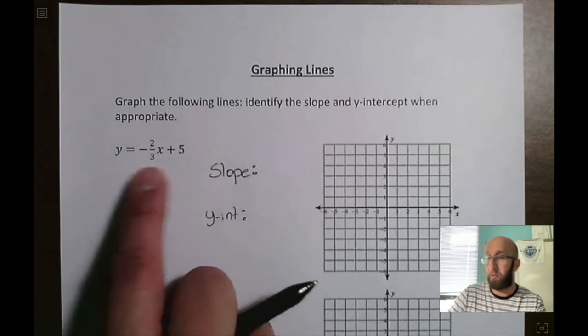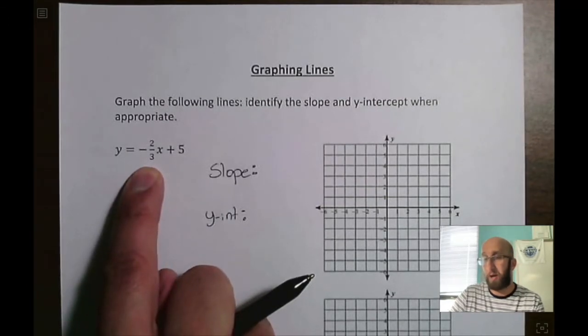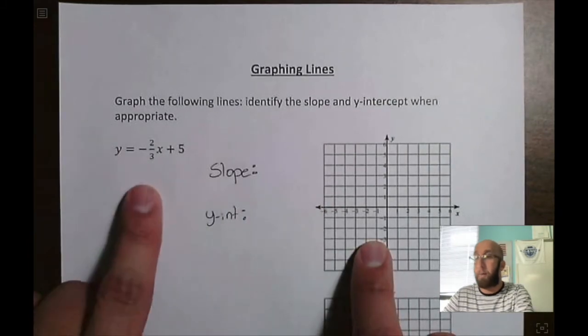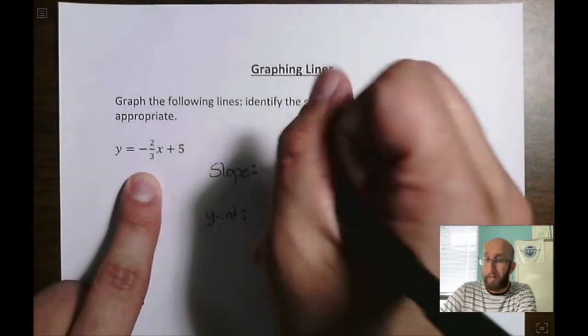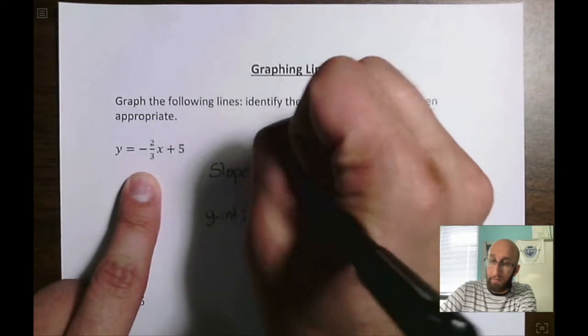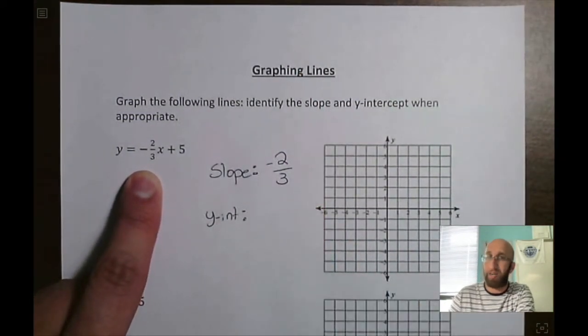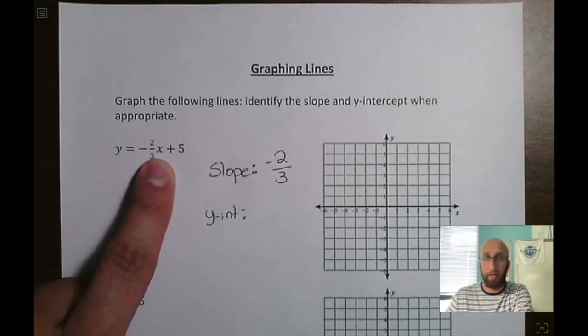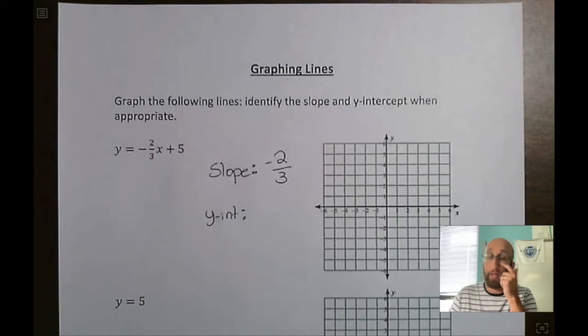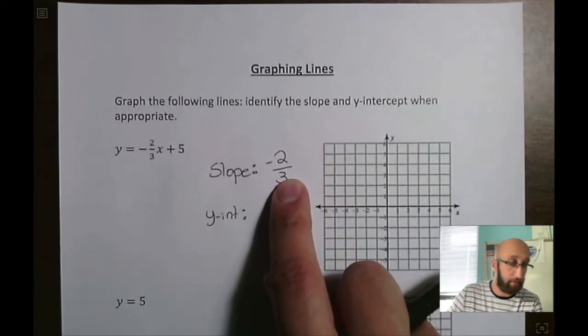What we know from slope-intercept form is the number that appears in front of the x is our slope. So negative 2/3 is in front of the x, that is our slope. Sometimes people add the x there. The x has nothing to do with it. It's just the number in front of the x. So our slope is negative 2/3.